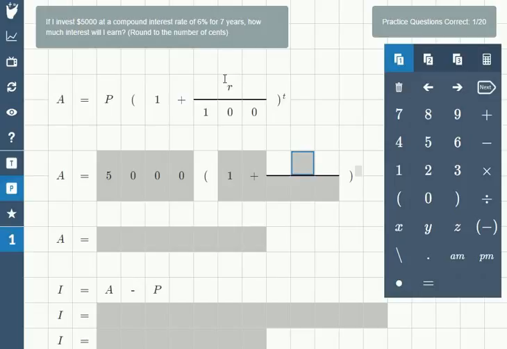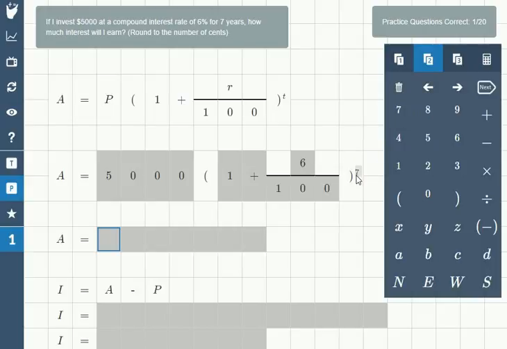Next we need to put in our interest rate, which is 6%, which is the same as 6 over 100. So we can put 6 in the interest rate box over 100. Then all we need to do is fill in the number of years that's going to be invested for. In this question, that's 7 years, so we can swap to the second tab and put a 7 in the small grey answer box outside the brackets.